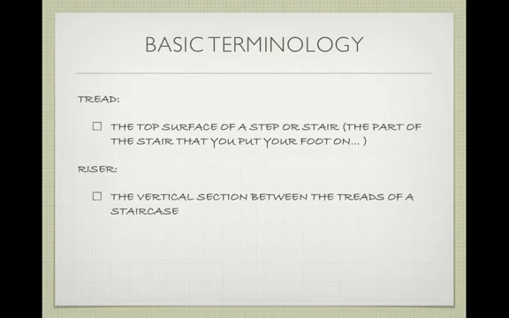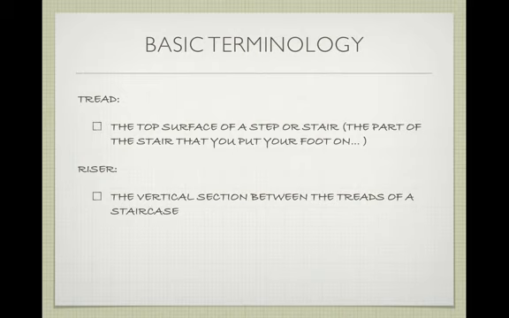So I'm glossing over some of the basics of how you construct a stair into kind of the more tricky ways of constructing a stair, which is a little more fun, I think. But in order to understand stairs, we do have to start with the basic terminology. And at its most basic level, it's broken down into two things. You have a tread, right, which is the top surface of a step. It's what you can actually put your foot on, right? And then you have what's called the riser, which is the vertical section that's in between each stair, right?